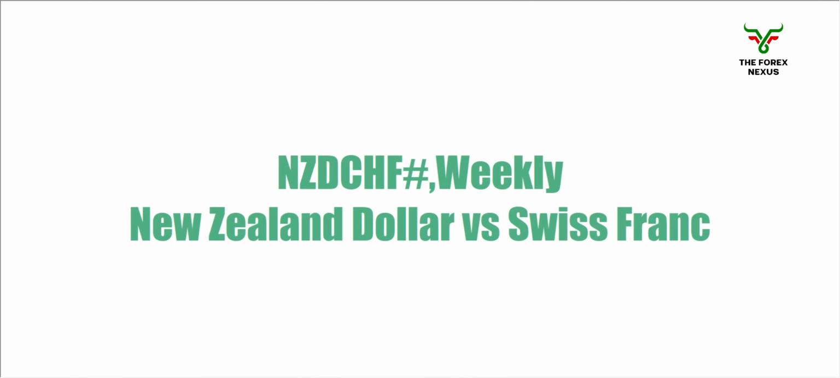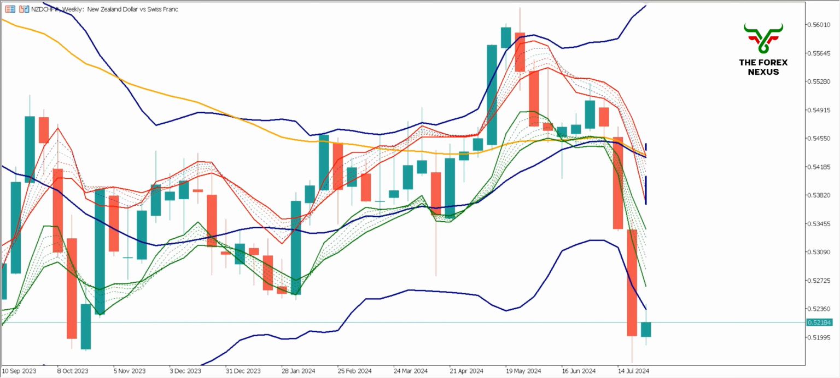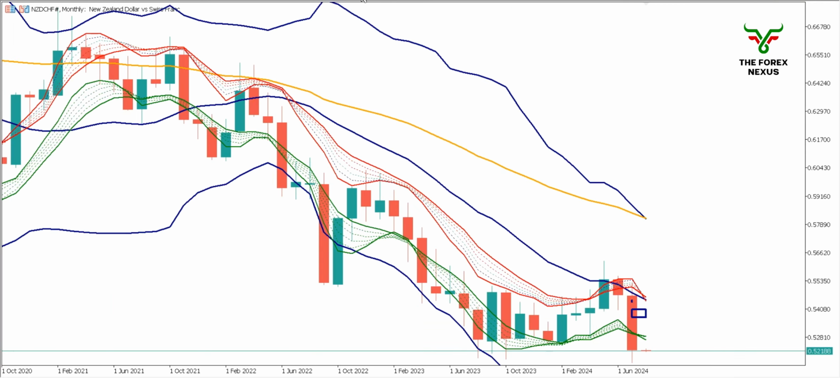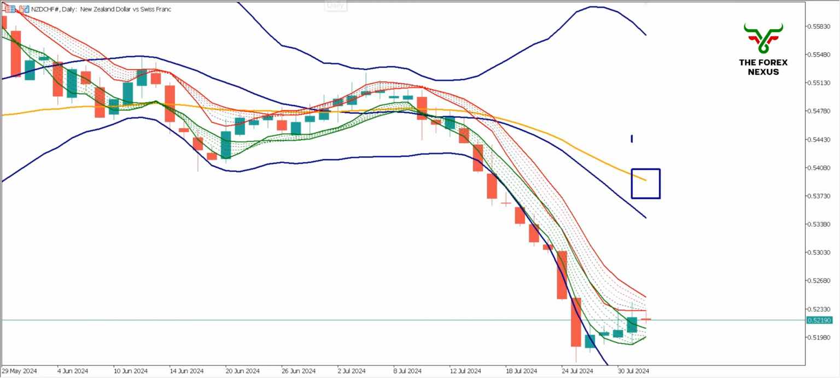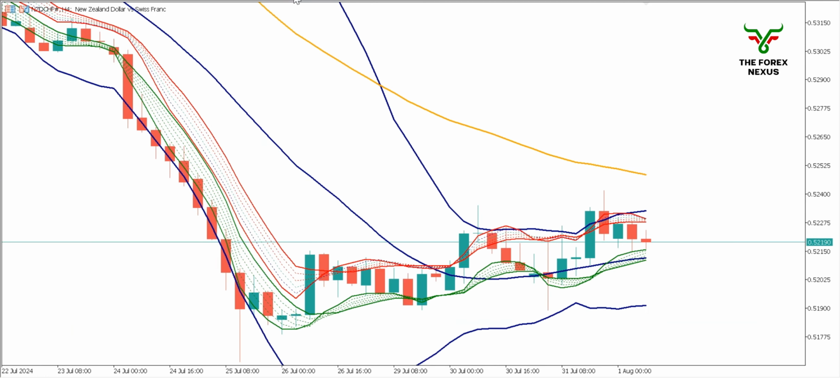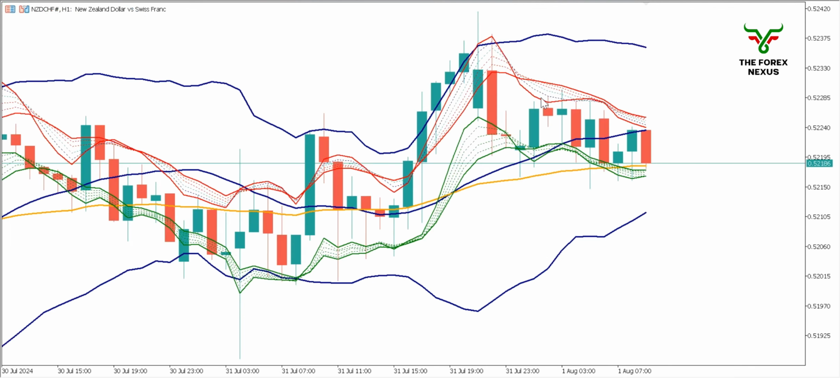Here we have NZD CHF, a clear momentum on weekly. Also a clear breakout of MA5 10 on monthly, so both are valid. Now daily has a re-entry. Let's check out H4 extreme. Yes, we got it. Now here the market needs to form MLB.